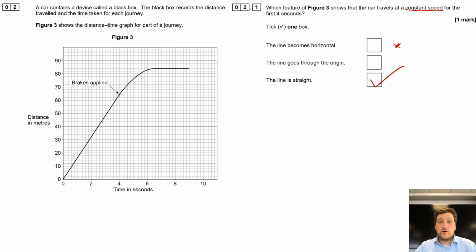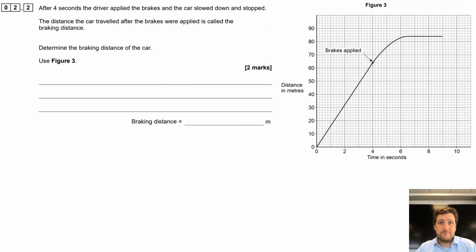And again, that's where it's tricky, because two of those boxes are correct, but they're not correct for the question that they've asked, which is about constant speed.